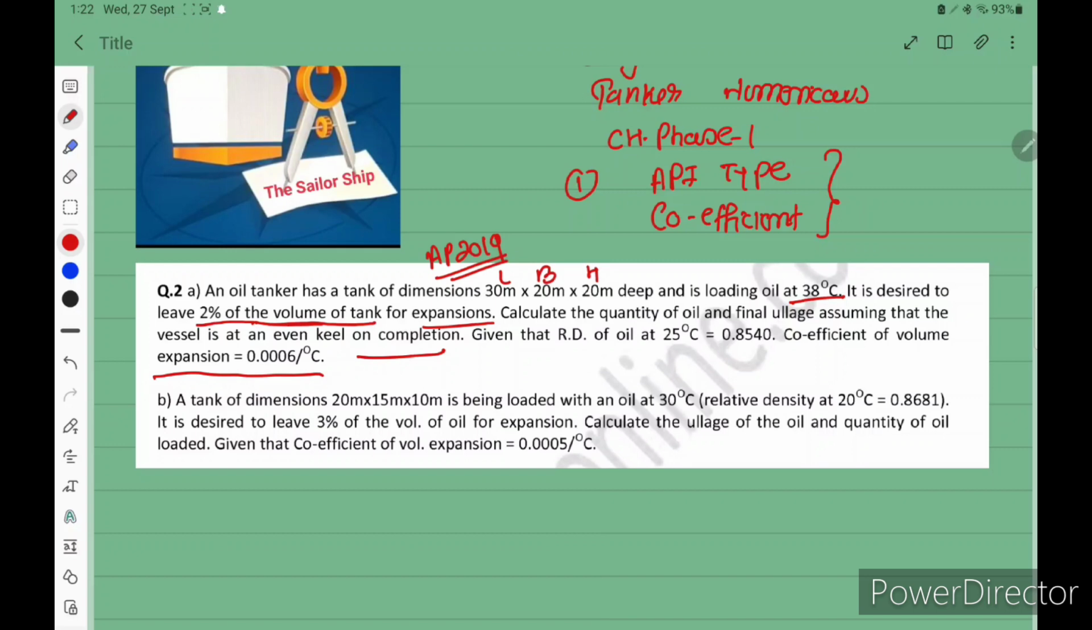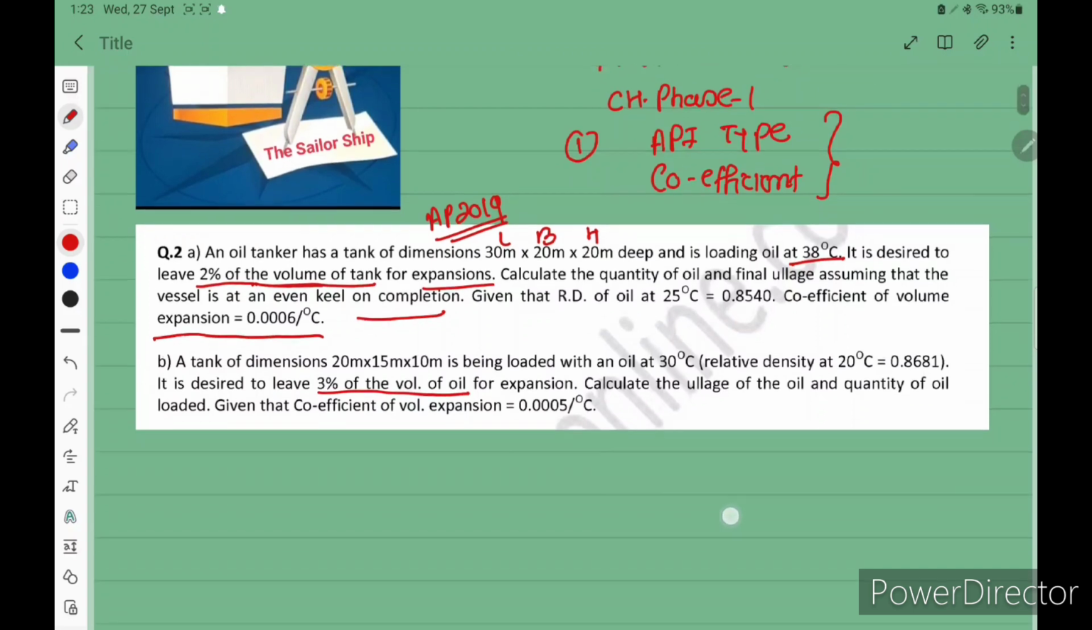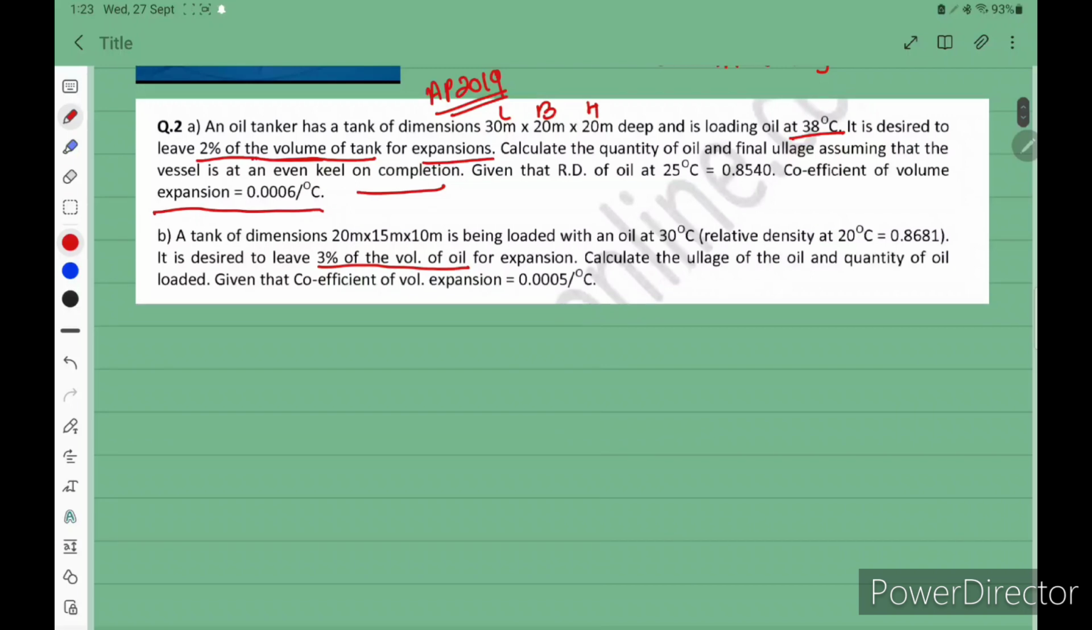Part B is: a tank of dimension 20 into 15 into 10 is being loaded with oil at 30 degrees centigrade. Relative density at 20 degrees centigrade is equal to 0.8681. It is desired to leave 3% volume of oil. So here is the volume of the tank and here the volume of oil, so these two are very important. For expansion, calculate the ullage of the oil and the quantity of oil loaded, given that the coefficient of volume expansion is 0.0005 per degree centigrade. So let's see how we'll solve this type of numericals.